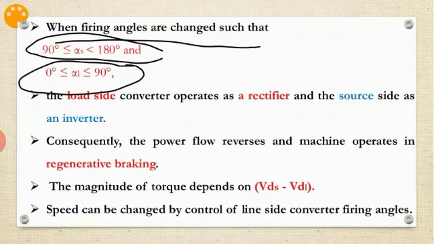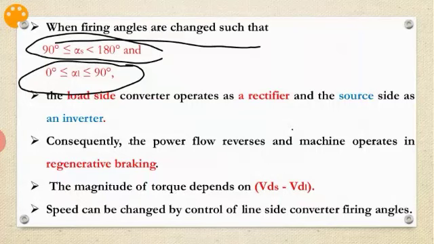Okay, so what happens is the load side converter operates as a rectifier and the source side as an inverter. So the case is reversed now. When you are explaining this, these points are very important. Please note them, so that in the exam, if the question is asked, you have to explain all these cases, meaning when it acts as a rectifier and when it acts as an inverter.